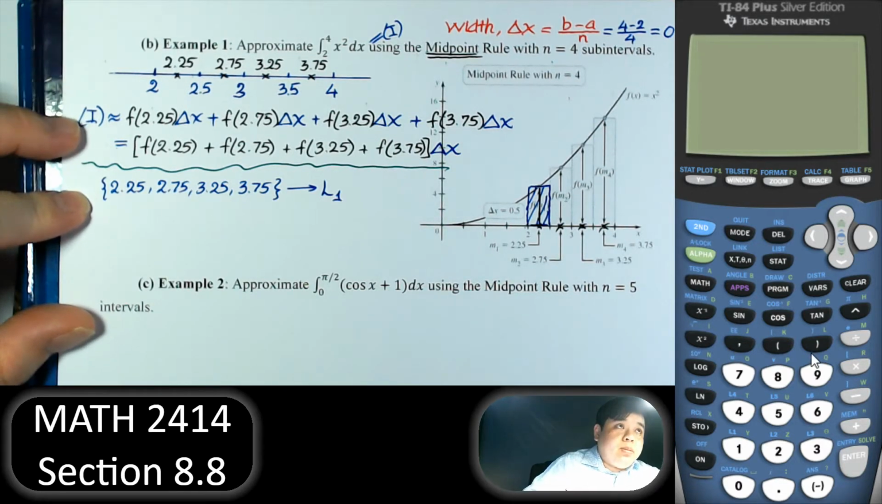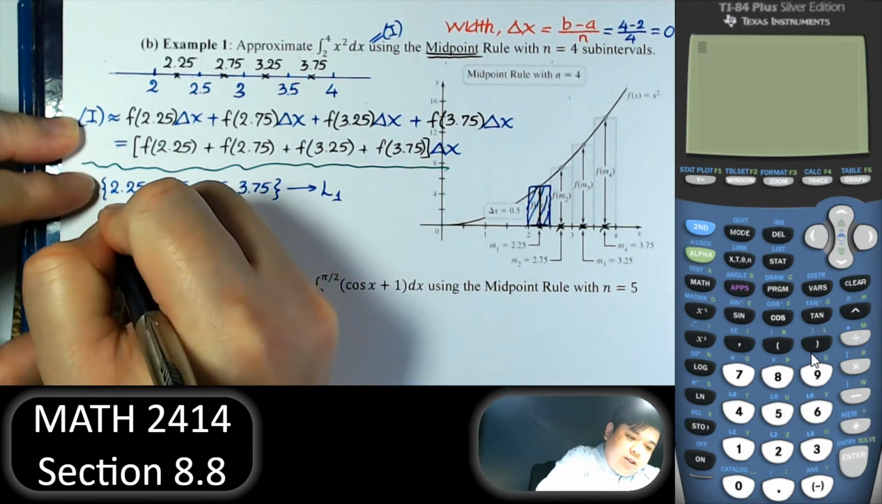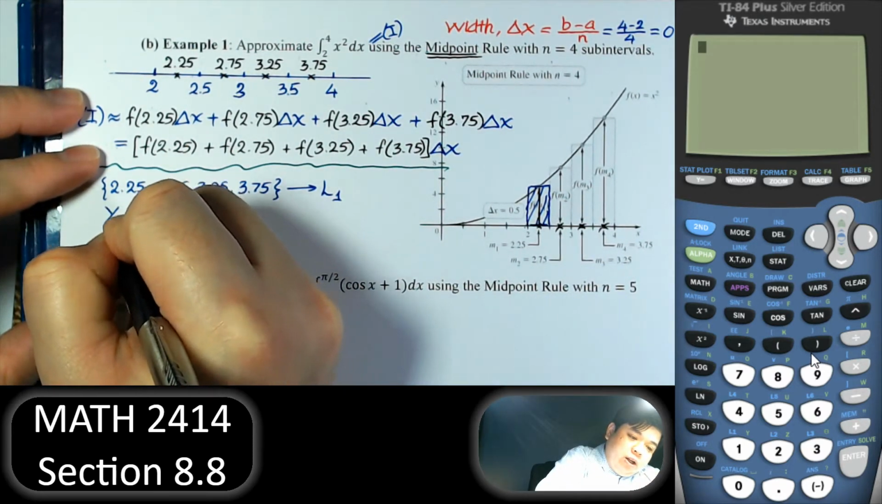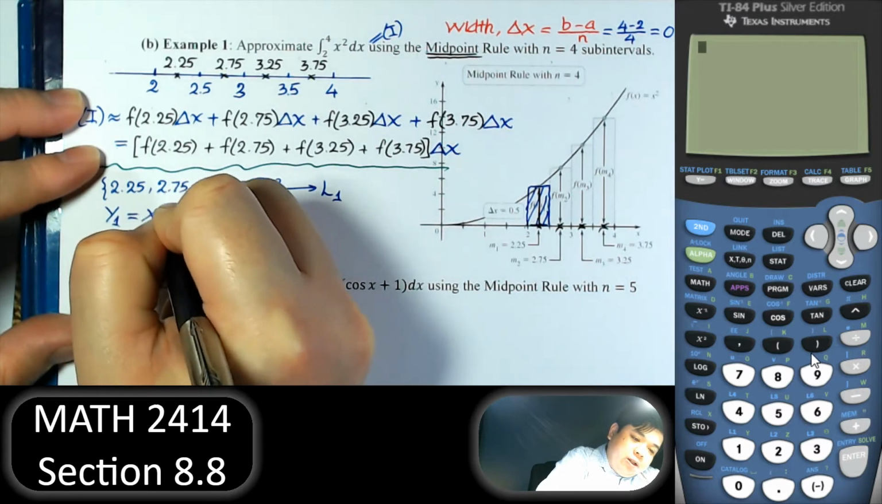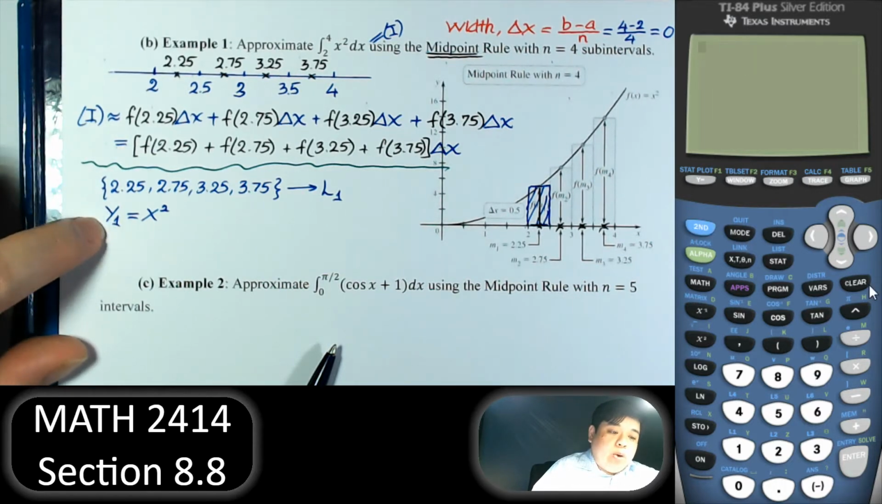Next, we store the function. So y1 equal to x squared. So hit y equal and we enter x squared. When we're done, second mode, quit. Now we will evaluate the function at this point.